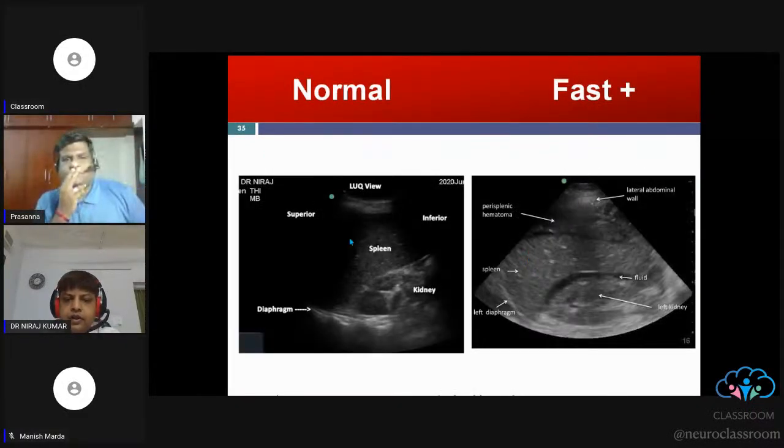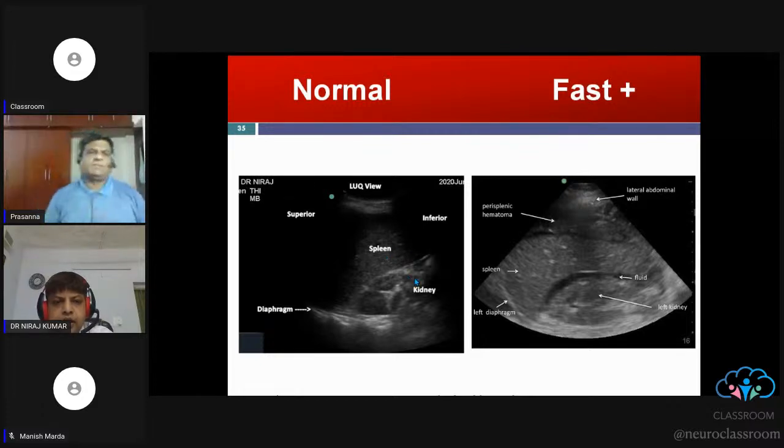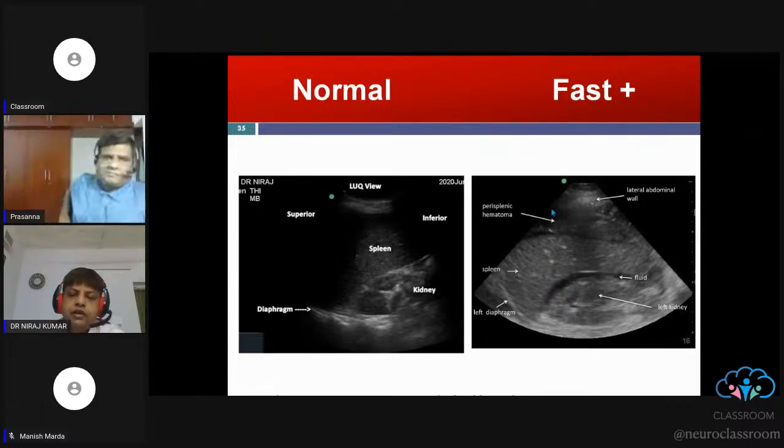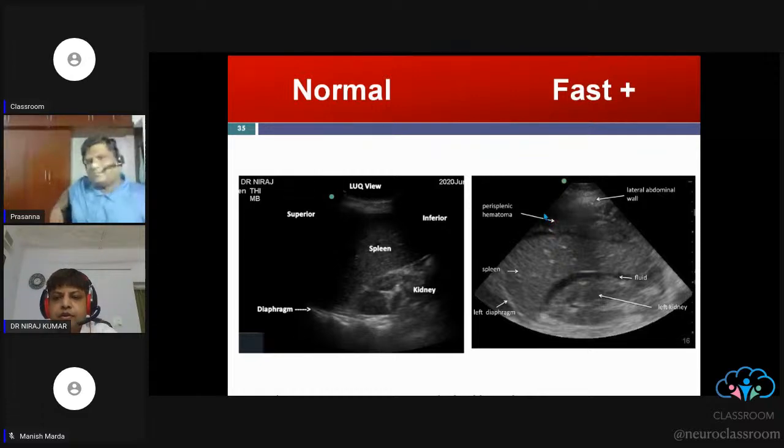You can see this is the left upper quadrant. This is the spleen. This is the kidney, and the superior and inferior part. This is the splenorenal space. There is no fluid here, and in this FAST examination, you can see that there is a black or anechoic area between the spleen and the kidney. And also you can see that this is a very common site for accumulation of fluid, just below the diaphragm and the spleen.